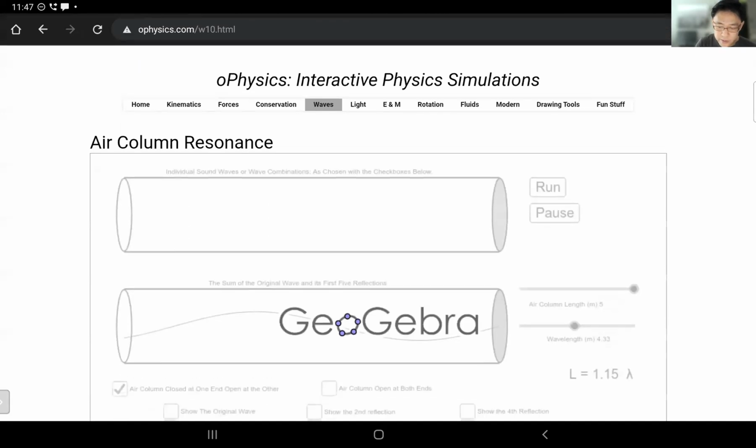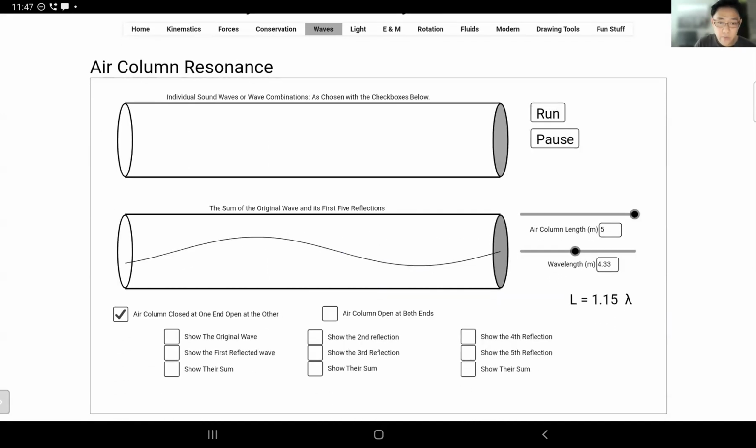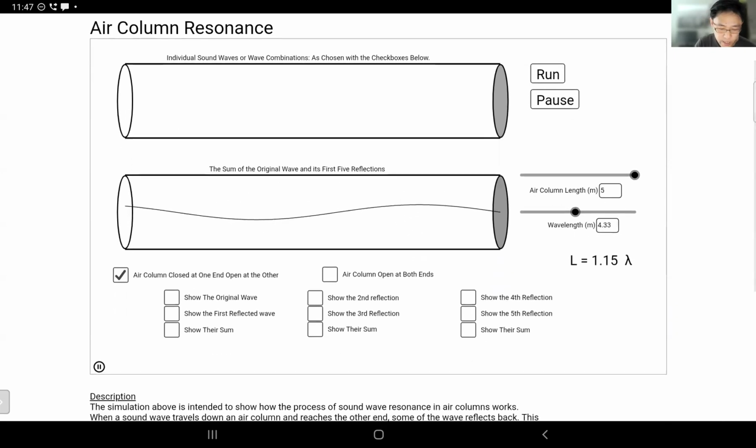Try this one at home and see how it goes. You just run it. This is the actual stuff that is going on. You can pick and choose an air column closed at one end and open at the other. For what we are talking about here, we want both open, so you just pick the second checkbox here.